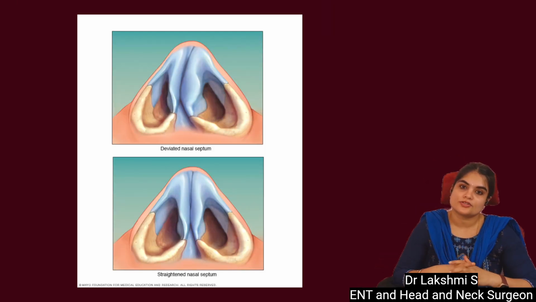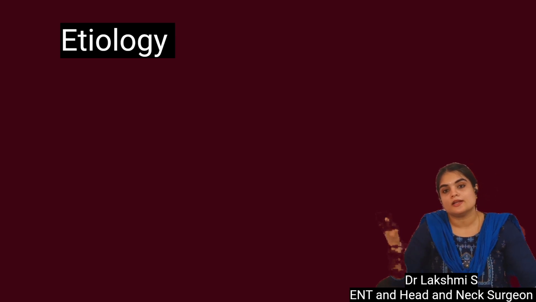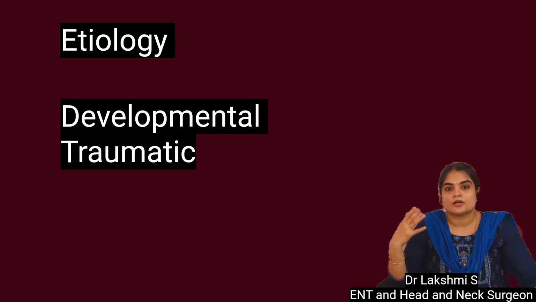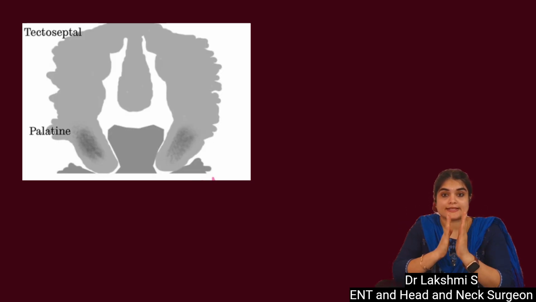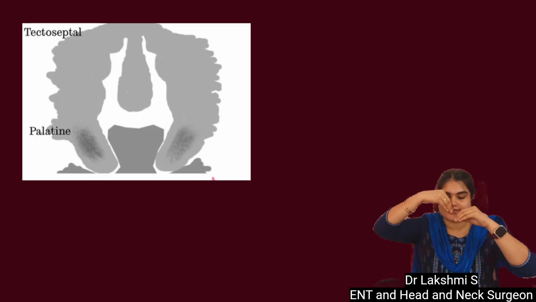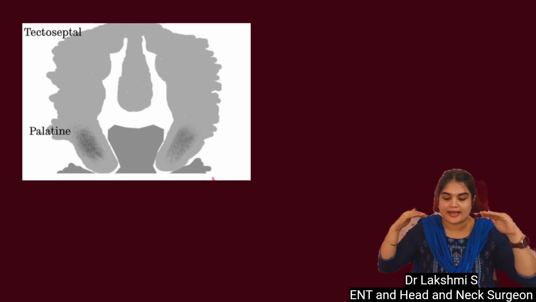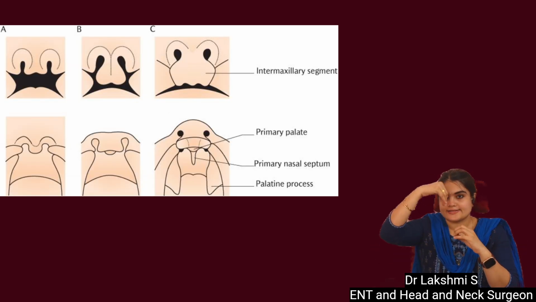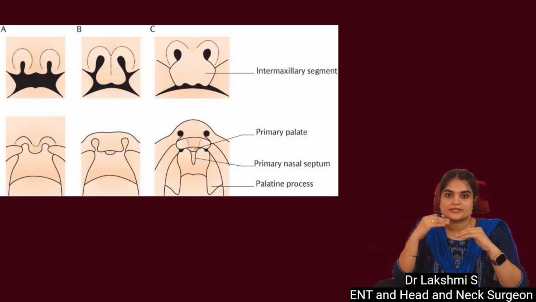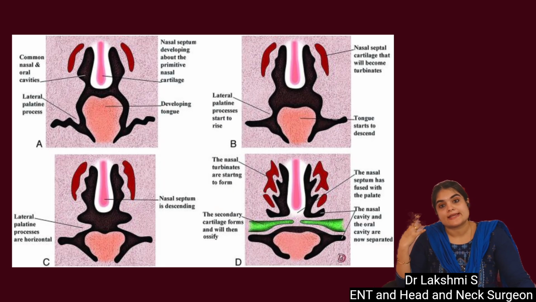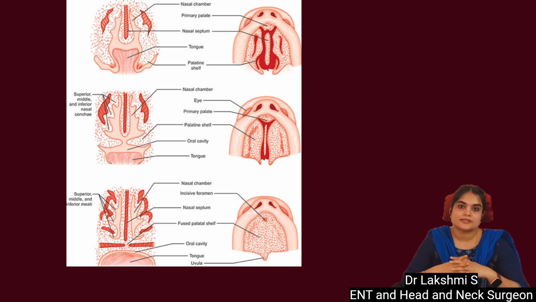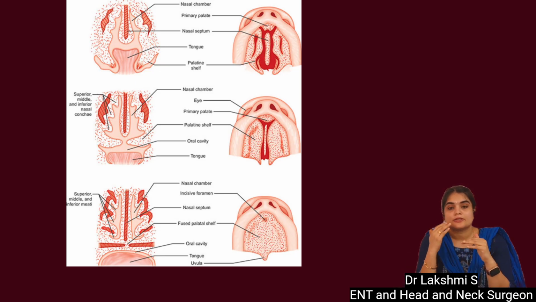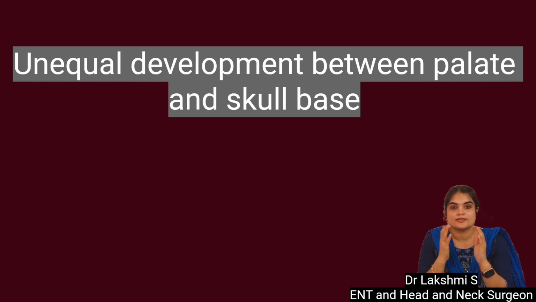What causes the deviation of the nasal septum? It can be either developmental or traumatic. Developmental deviation occurs during the development of the embryo. The nasal septum is formed from the tectoseptal process, which descends to meet the two halves of the palate. The palate is coming to fuse, and the septum is also coming. When it fuses with the palate, during primary and secondary dentition, changes occur in the palate, and the palate descends and widens to accommodate the tooth as the tooth develops. So any unequal development between the palate and the skull base will cause a deviated septum.